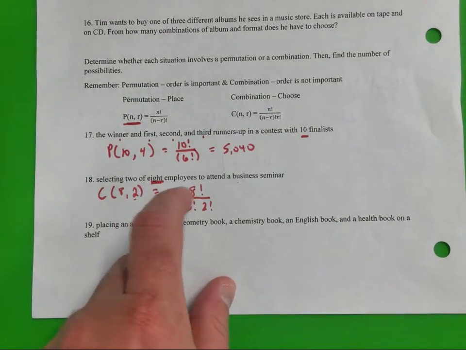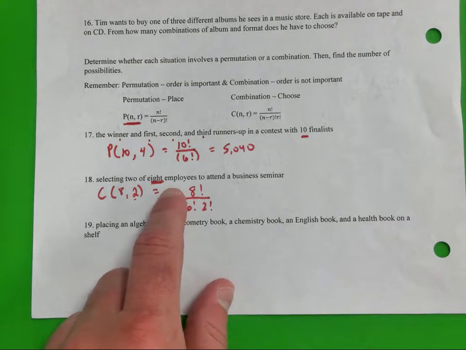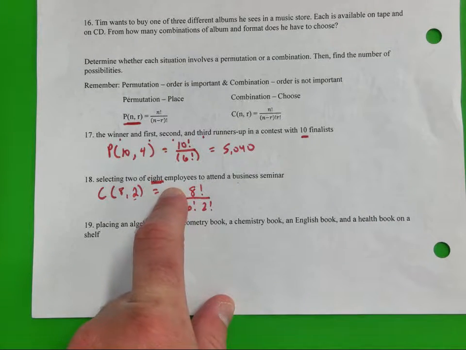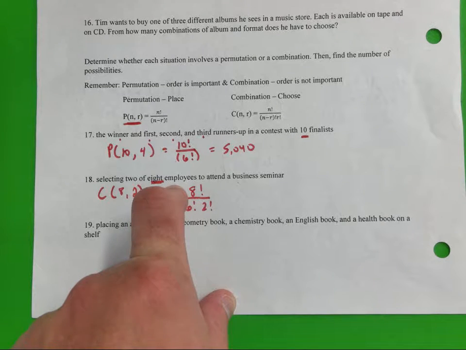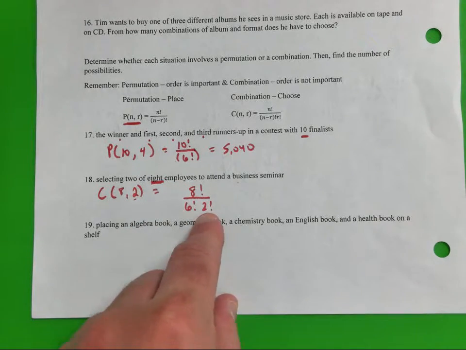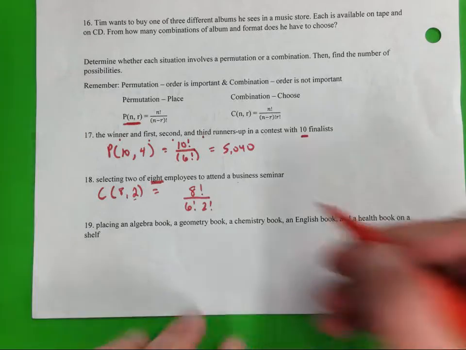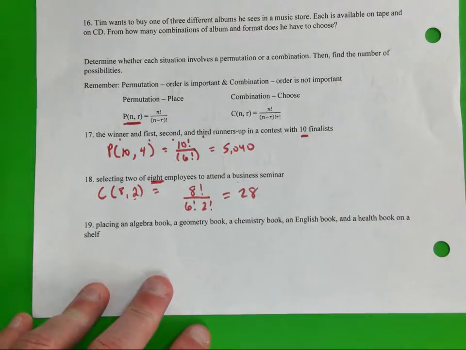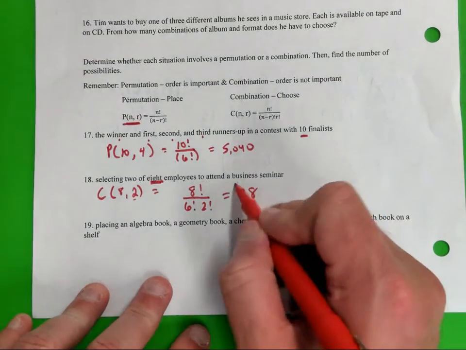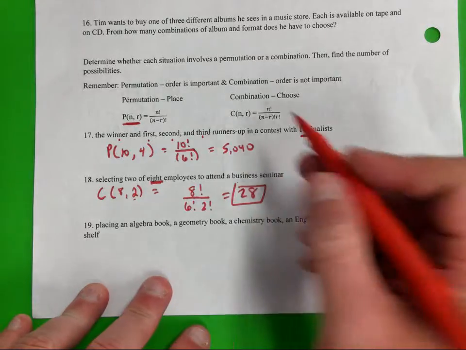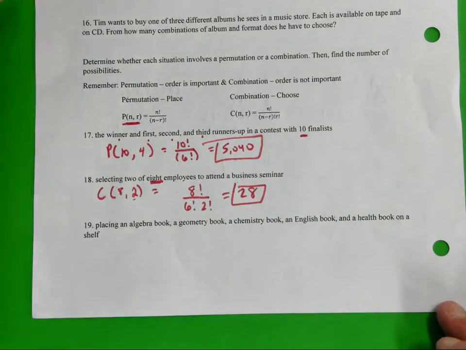Now, when I work this problem, how far do I have to multiply down from 8? 8 times 7, because the 6 is canceled out. 8 times 7 is 56. Divided by 2 times 1, so that is 28. That's your answer. That's 28 possibilities.